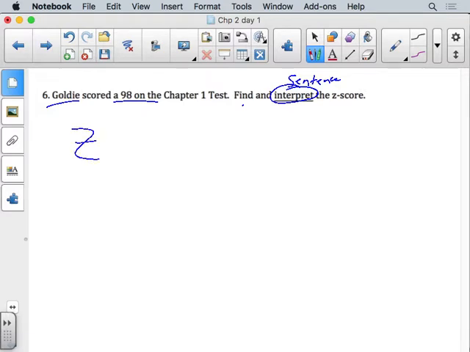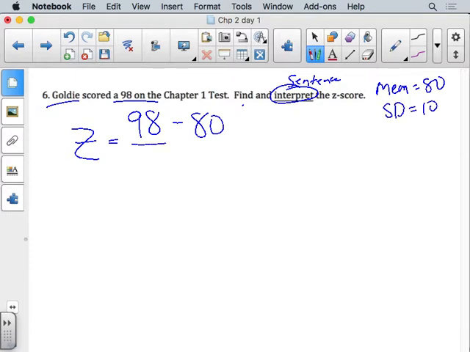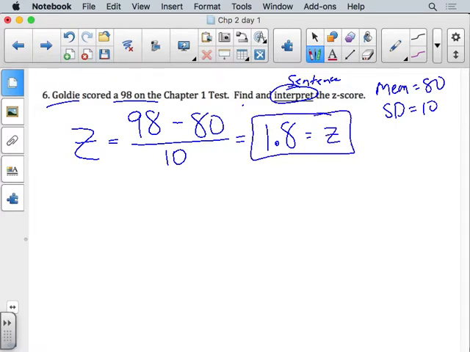Okay, so z-score. He got a 98, and so we take our value minus the mean of 80, because remember we had a mean of 80 and a standard deviation of 10. So I would do 98 minus 80 divided by 10. That would be 18 divided by 10 is 1.8, and it would be a positive value. So he would have a z-score equal to 1.8, and then I need to interpret what that means.